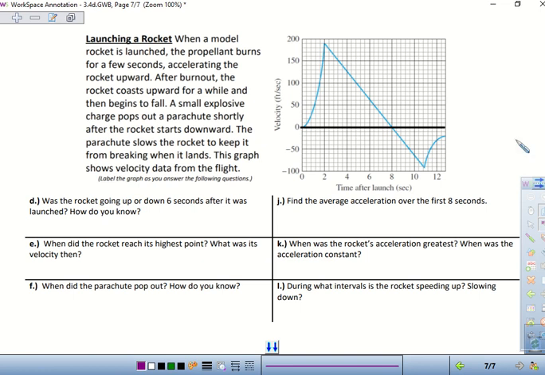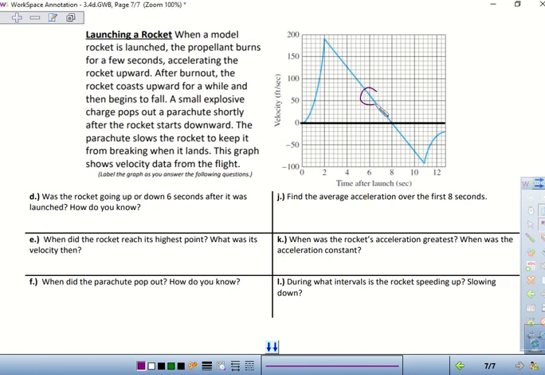Was the rocket going down or up 6 seconds after it was launched? So at 6 seconds, was the rocket going upward or downward? Upward, because it still has momentum going up. Velocity is still positive. Anytime velocity is positive, we're traveling in the positive direction, whether or not we're going quickly or slowly.